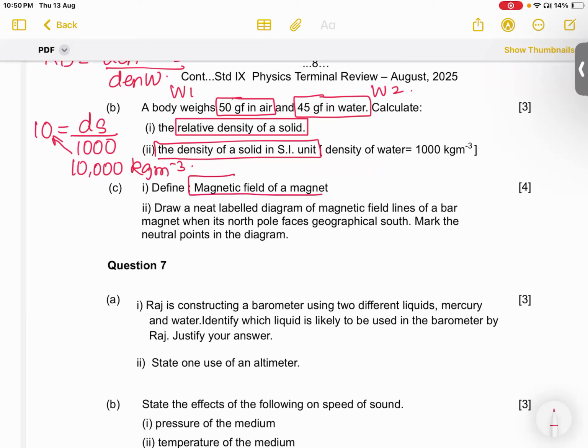Come on. Define magnetic field. Again, this is the definition. The definition of magnetic field is the strength of a magnet. So we will write here, we are referring to the textbook.